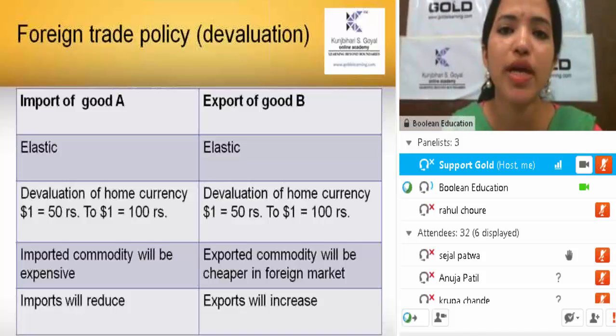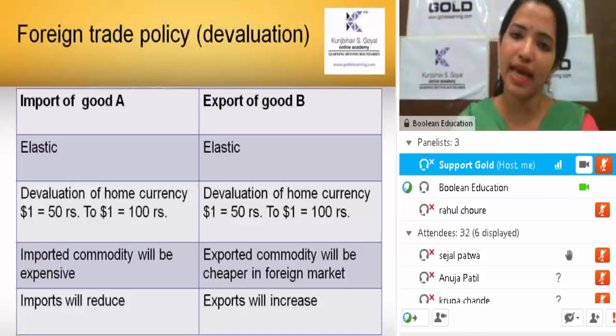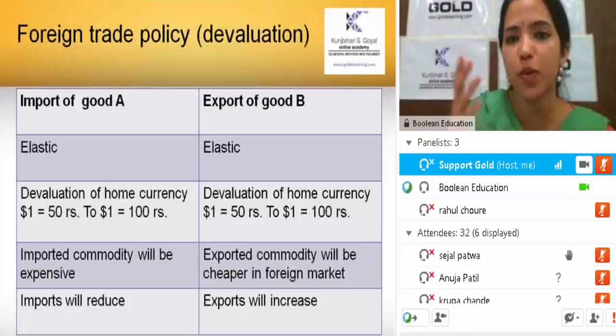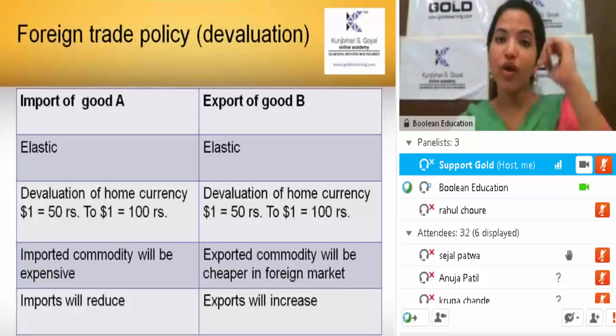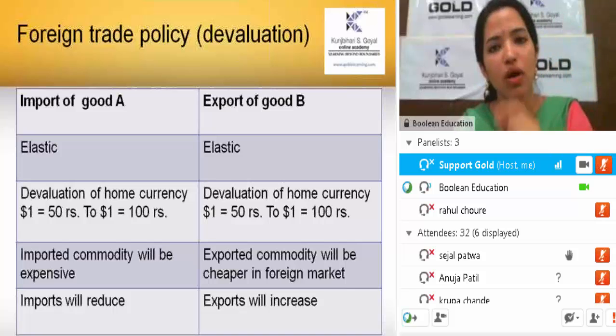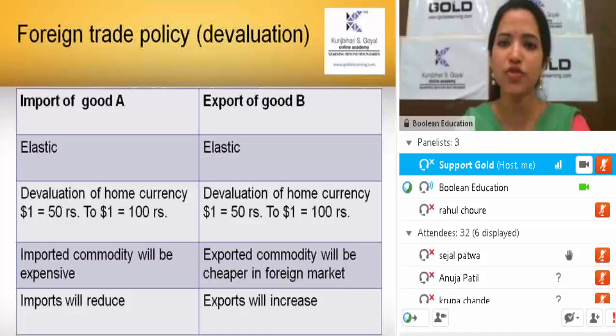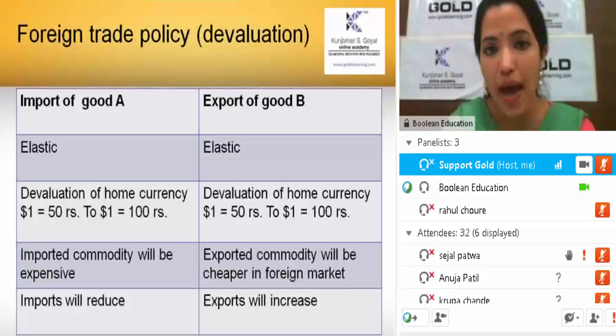But here what are you doing? Here we are exporting rice. पहले 1 kg राइस हम 50 रुपीज में एक्सपोर्ट कर रहे थे, right? For any foreign, say any US citizen was paying $1 for 1 kg of rice. In Indian currency, it was 50 rupees, right? Now after devaluation, what will happen?